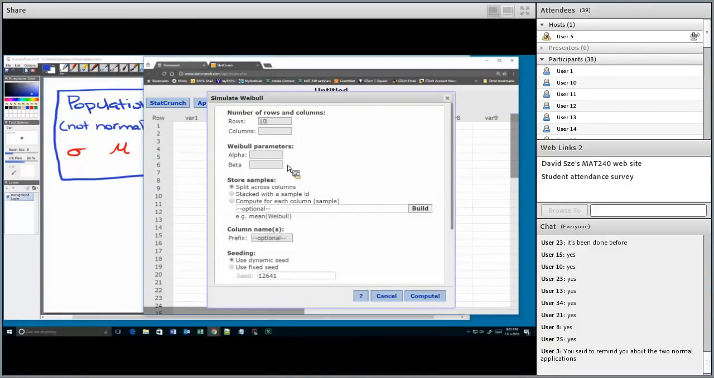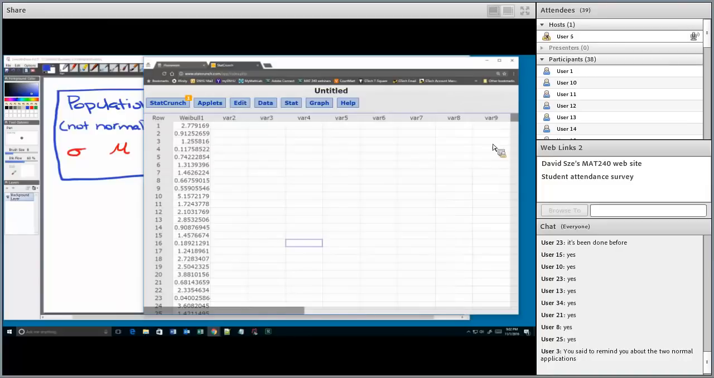You don't have to do this. I'm going to create 1,000 rows, one column, and let's now say this is my population. Okay, so I just created some random data, and here it is, and this is my population data.